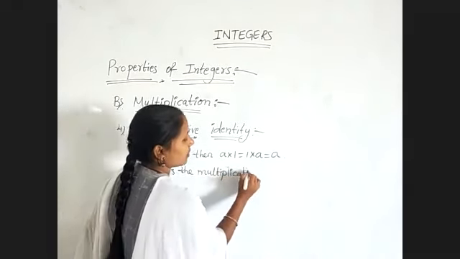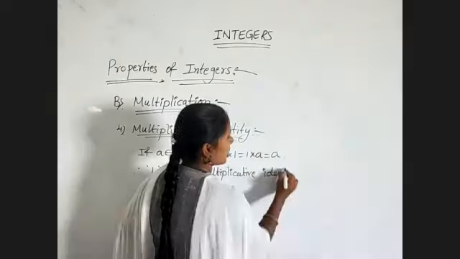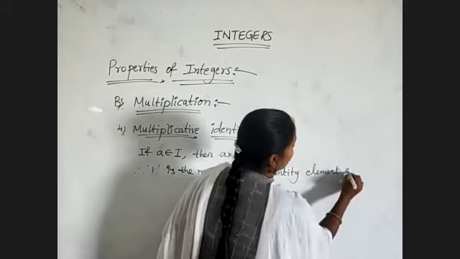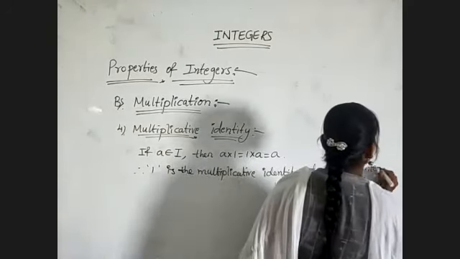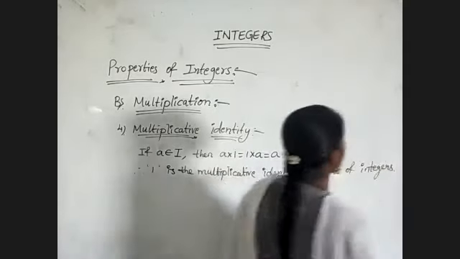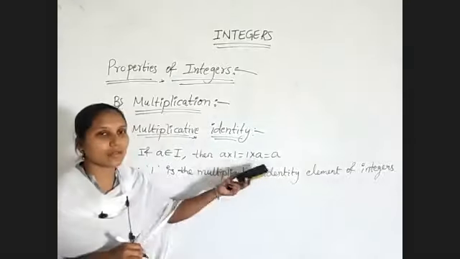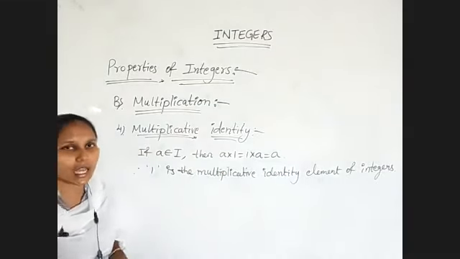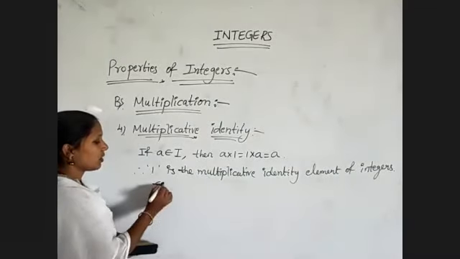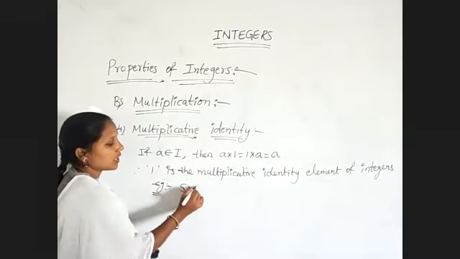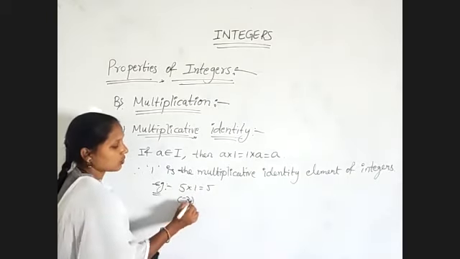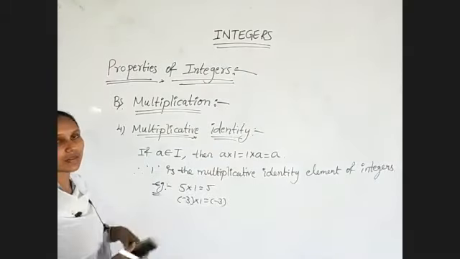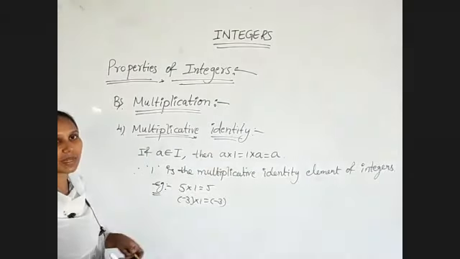Multiplicative identity element of integers. Because for any value to get the same number, we multiply with 1 only. That's why 1 is called the multiplicative identity of integers. For example, 5 into 1 is equal to 5. Minus 3 into 1 is equal to minus 3. That's all. For any negative integer, for any positive integer, multiply with 1 and you will get the same number as the result.